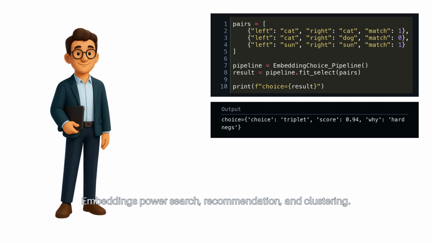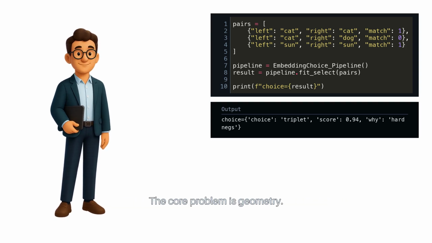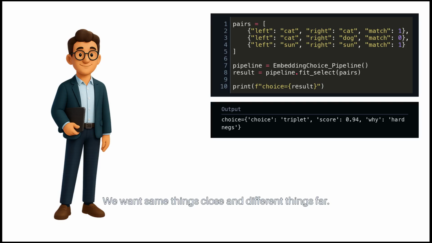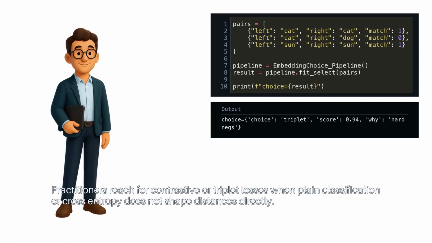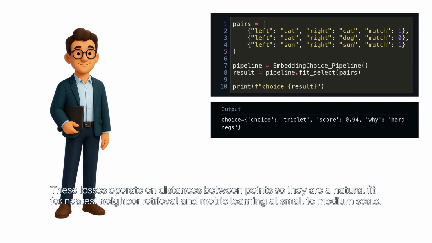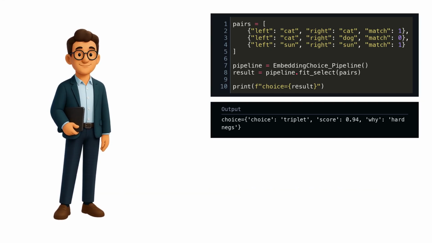Embeddings power search, recommendation, and clustering. The core problem is geometry. We want same things close and different things far. Practitioners reach for contrastive or triplet losses when plain classification or cross-entropy does not shape distances directly. These losses operate on distances between points, so they are a natural fit for nearest neighbor retrieval and metric learning at small to medium scale.